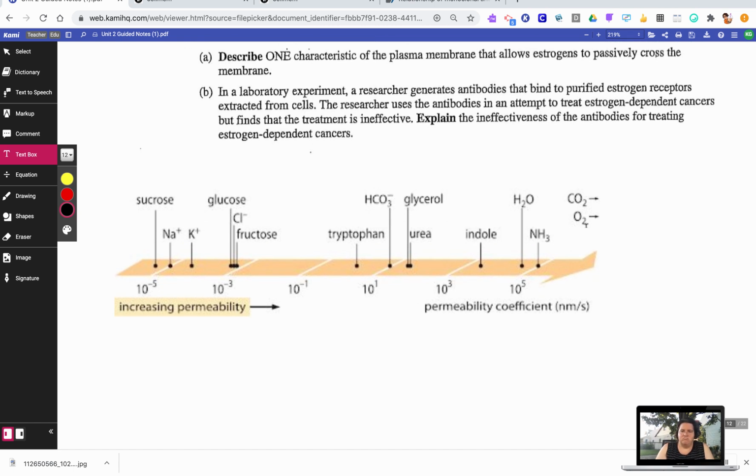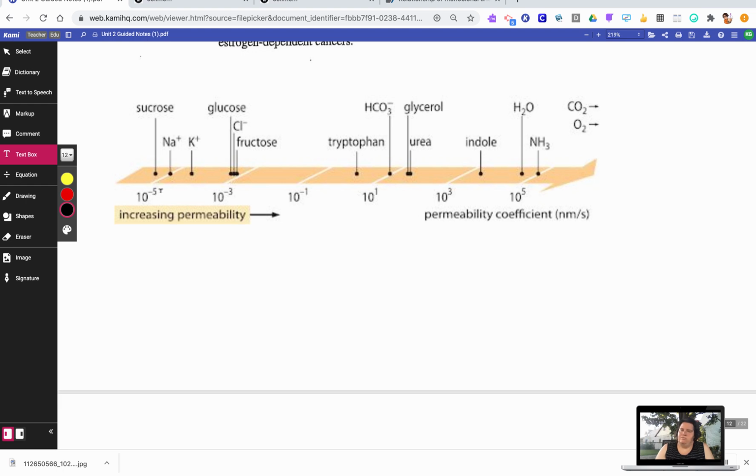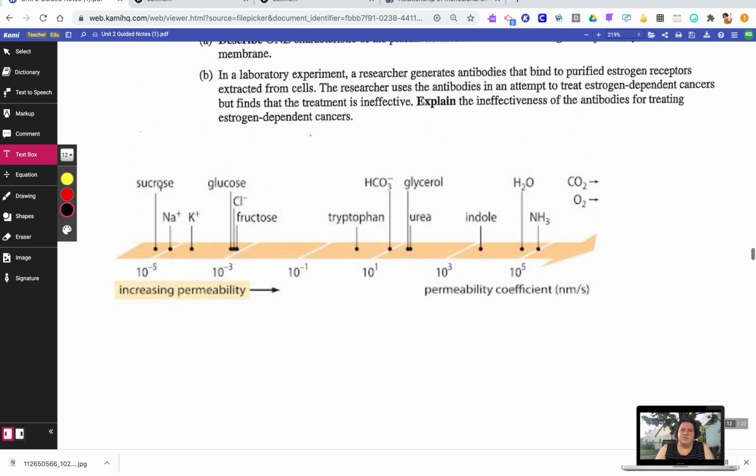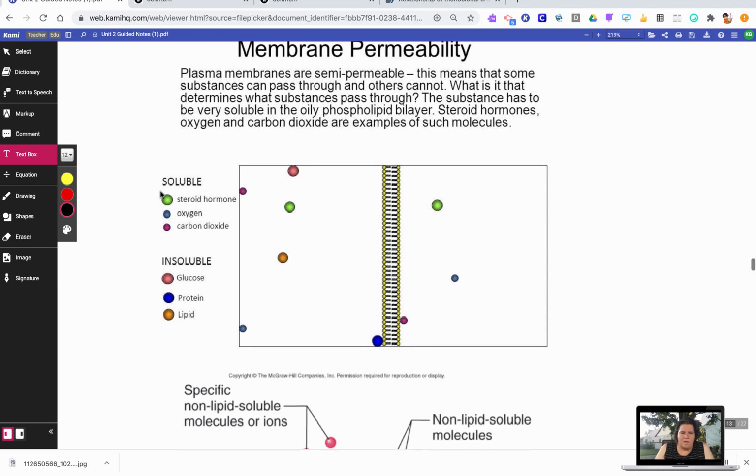CO2 and O2, they get through pretty easily. Ammonia, water, a little bit less easily, but still pretty easily. Something like sucrose, that's not going to get through the membrane very easily. Too big, too polar. All right, let's see what we have here.